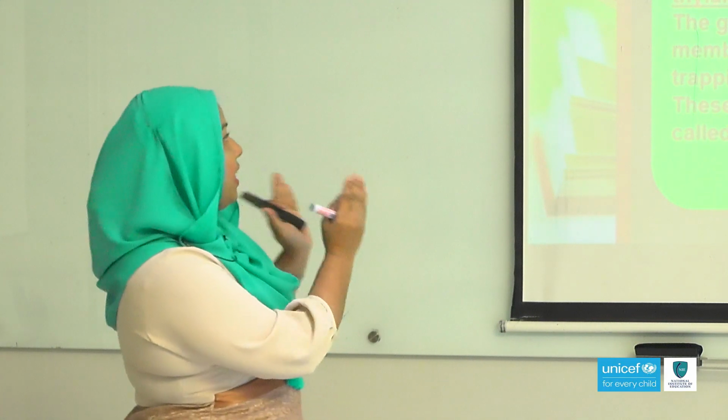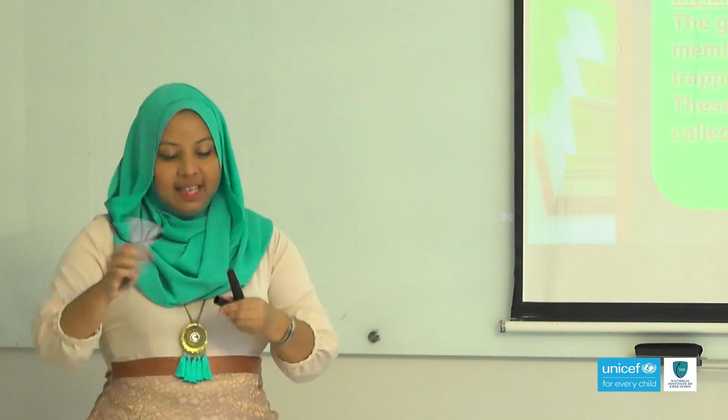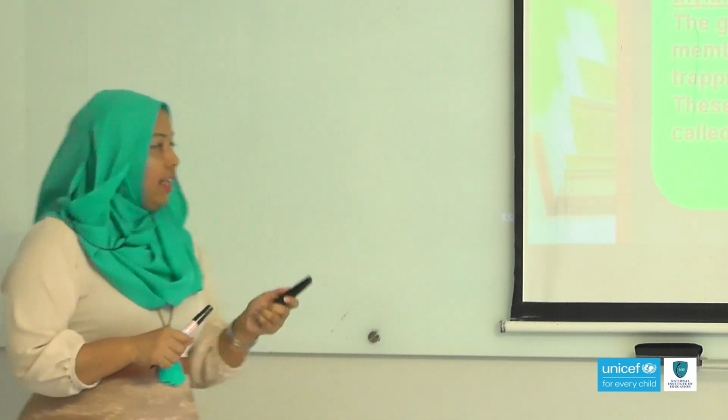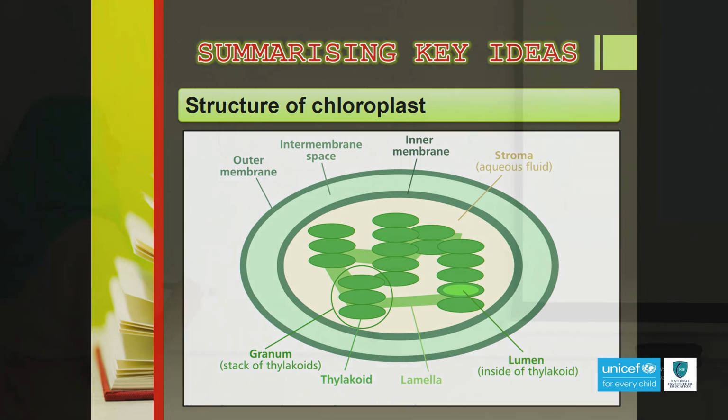So you have to find a way to put this information so that you can retain it in your memory. One way such a thing can be done is using a diagram, a simple diagram like this. So you can start by saying a chloroplast has a double membrane, two membranes, easy.